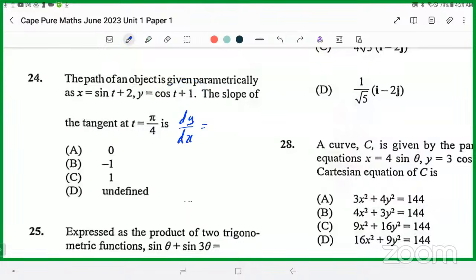We differentiate cos, you get minus sine, so I'm going to put minus sine of t over. We differentiate sine, you get cos. Differentiating this x, I get cos of t. Now sine over cos is tan, so this is really minus tan of t. But t is pi by 4, so it's minus the tan of pi by 4. The tan of pi by 4 is 1. It becomes negative 1. So the answer is right here.